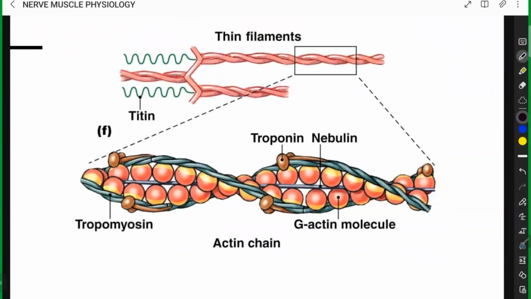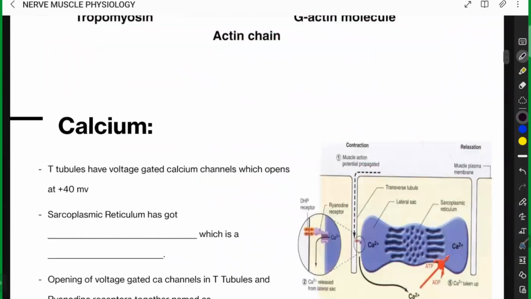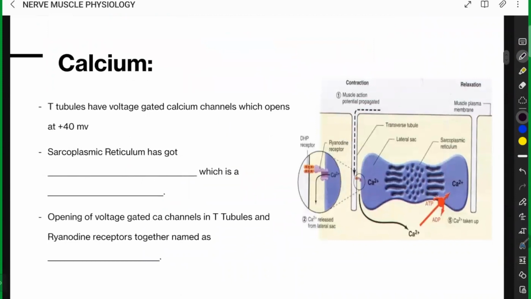Now moving on to calcium. I want to talk about calcium separately because calcium is very, very important. It provides energy and helps in coupling excitation to contraction. Calcium ions are responsible for muscle contraction. Calcium ion movement in skeletal muscle is regulated by a structure called the sarcotubular system, or sarcoplasmic reticulum.